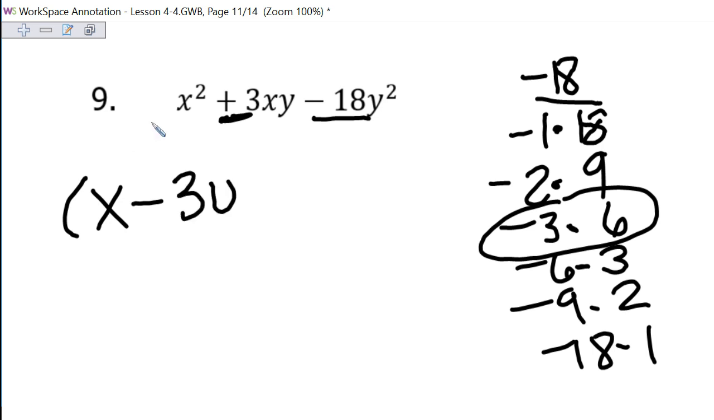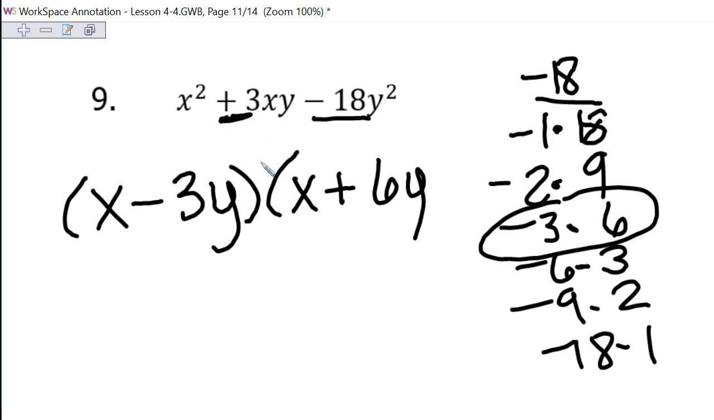x minus 3y. And the second answer would be x plus 6y.